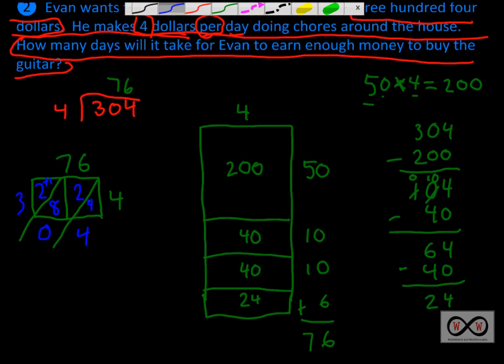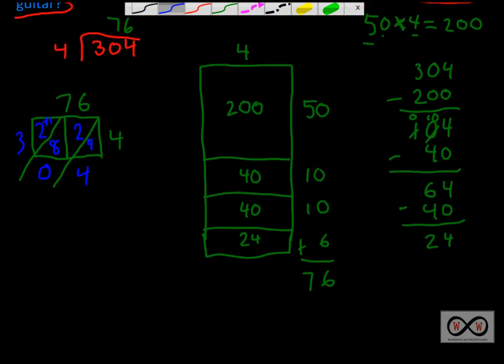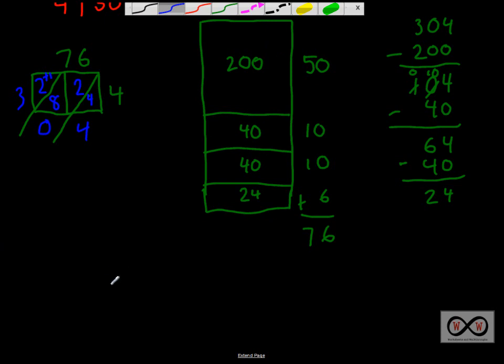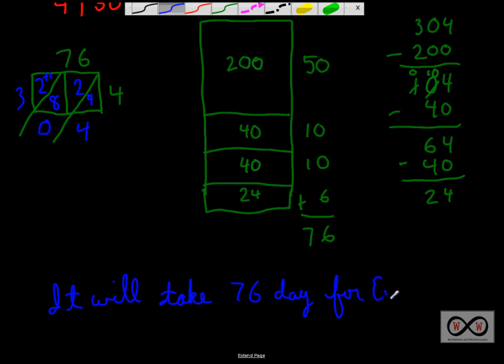How many days will it take for Evan to earn enough money to buy the guitar? It will take 76 days for Evan to earn enough to buy the guitar. And there you have it.